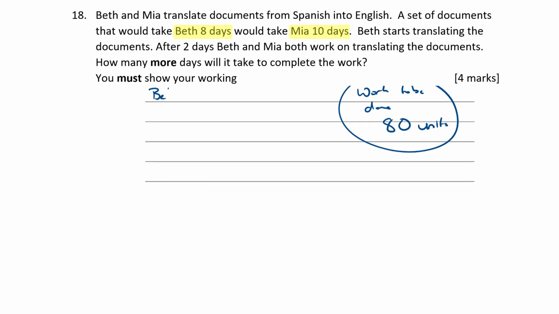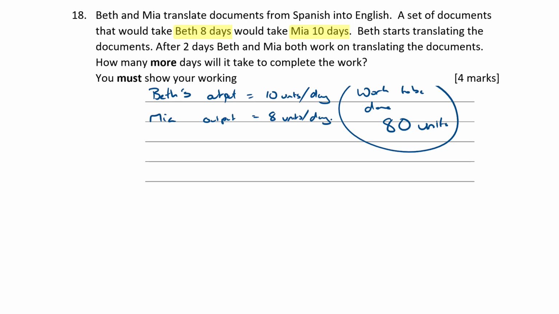So if you think about Beth's output then, she's able to complete the job in 8 days. So if she can put out 80 units in 8 days, then she is putting out 10 units of work per day. Now Mia, on the other hand, would take 10 days to complete this task. In other words, her output is slightly less, isn't it? She's managing 8 units per day. So over her 10 days, she'd put out 80 units and complete the work. Now we know that, it's a bit easier to answer the question.